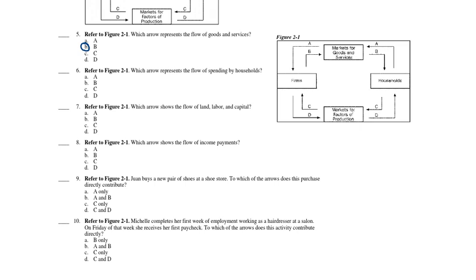Which arrow represents the flow of spending by households? Well, households buy in the market for goods and services. So dollars is the outside ring. Households spend their dollars in the markets for goods and services. The answer to this one is A.